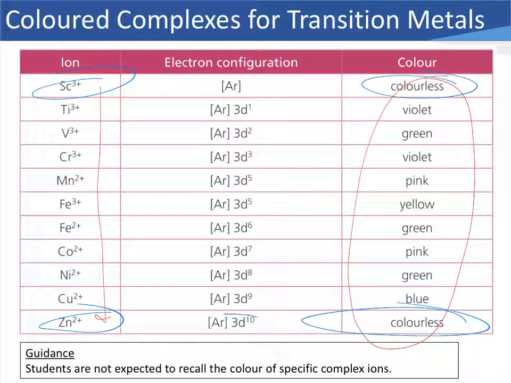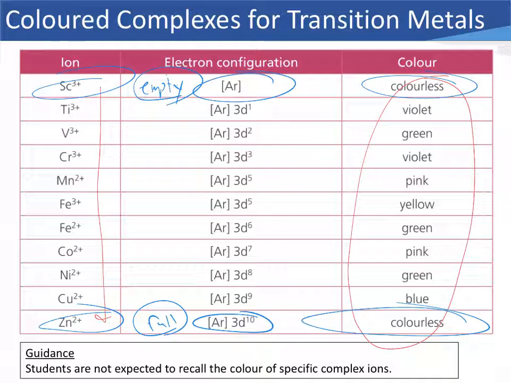What do you notice about the d shell in those two scenarios? The d shell is full here for zinc 2+, and the d shell is empty for scandium 3+. But all of the others have an incomplete d shell. That's important.